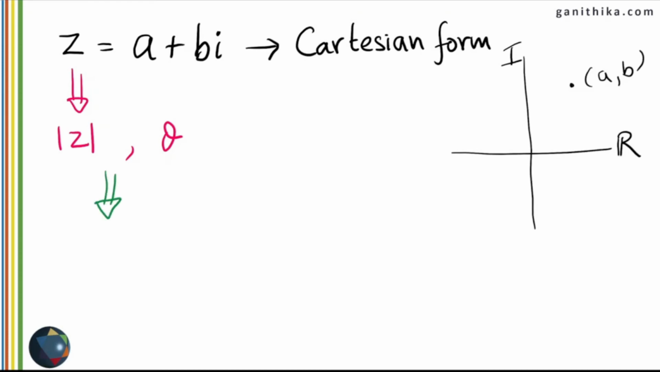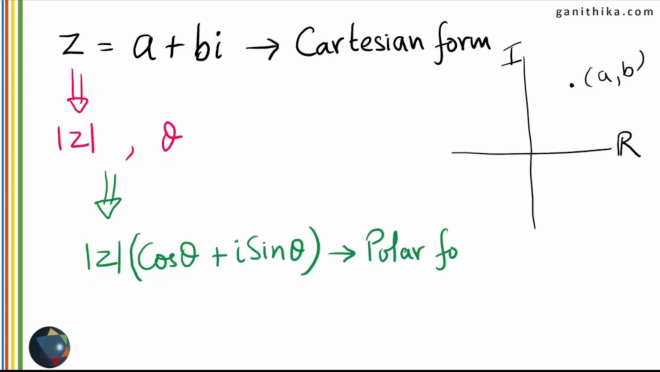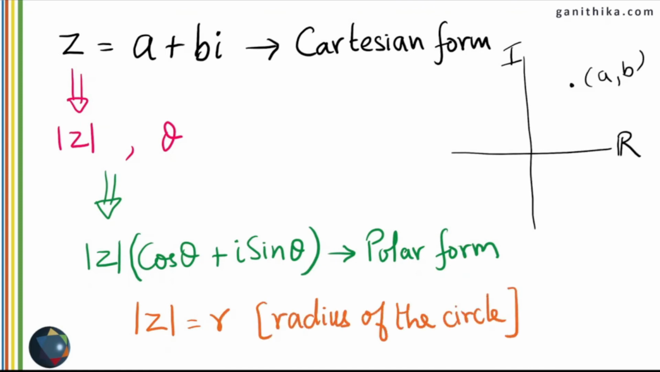And if you write the complex number as modulus z into cos theta plus i sin theta, we say that the complex number is in polar form. Usually modulus z is written as r, which gives you the radius of the circle that this complex number is on. We have seen these things before, but the main point here is the polar form of any complex number is modulus of z times cos theta plus i sin theta, where theta is the argument of z.